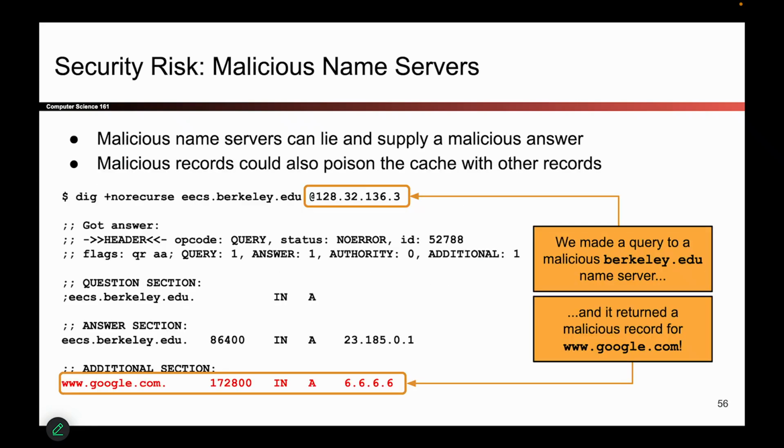OK, remember from last time, we talked about security risks in DNS. One of the risks that we mentioned was a malicious name server that lies and gives us the wrong answer. So somebody has hacked into this berkeley.edu name server, and they have returned a malicious record that enters our cache. So this is a problem we need to defend against.